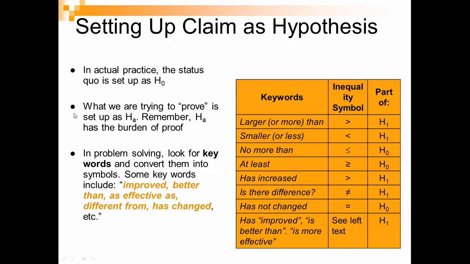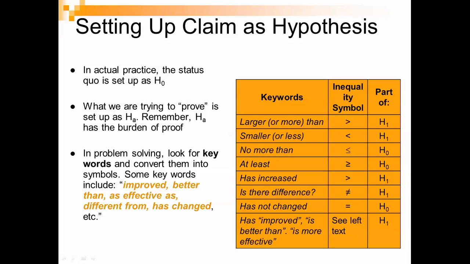In actual practice, the status quo is set up as the null hypothesis. Remember, go back to what I was saying, where the null is what you expect if nothing is going on, and the alternate is what you expect to get if something actually is going on. So what we're trying to prove is set up as the alternate hypothesis. In other words, we aren't actually going to prove it, but what we're trying to prove is the alternate hypothesis. And remember, the burden of the proof is on the alternate hypothesis.